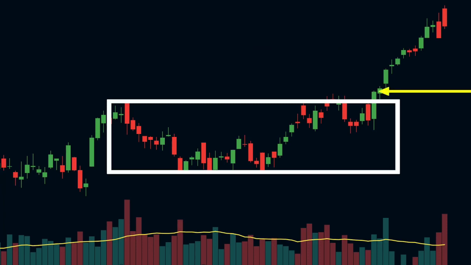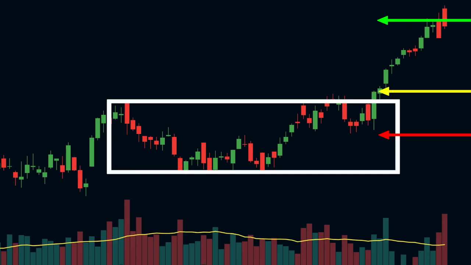So, we enter the stock at the close of the breakout candle. We will keep our stop loss at the midpoint of the Darvas box. And, we will place the target at a 1.5:1 risk-reward ratio. And as you can see, the price achieved our targets on this trade.